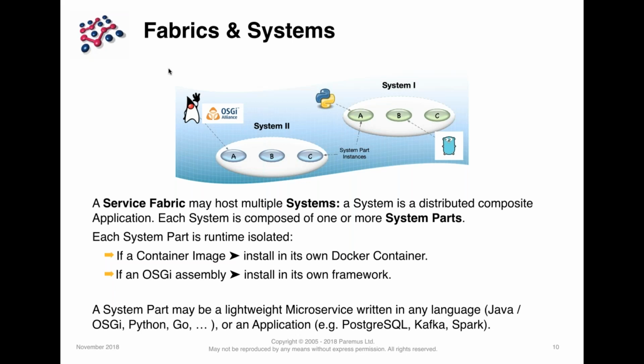So if the system part is a container image, it's placed in its own Docker container. If the system part is an OSGi assembly, it's run within its own framework. System parts may be anything. They may be lightweight microservices written in any language that you choose to use, or it may be an application like Postgres or Kafka, Spark, etc. And so a system may be composed of a number of system parts.